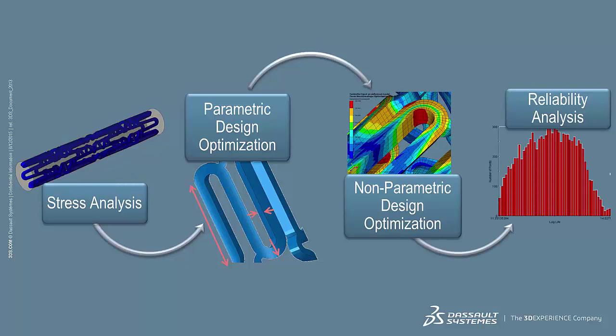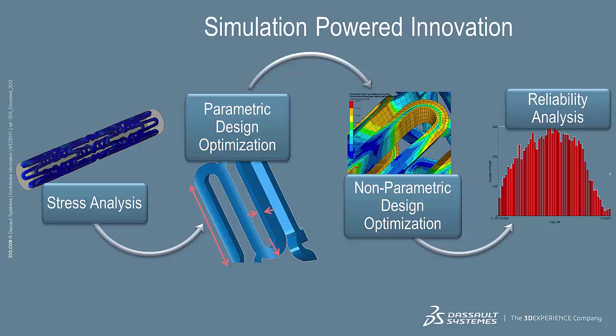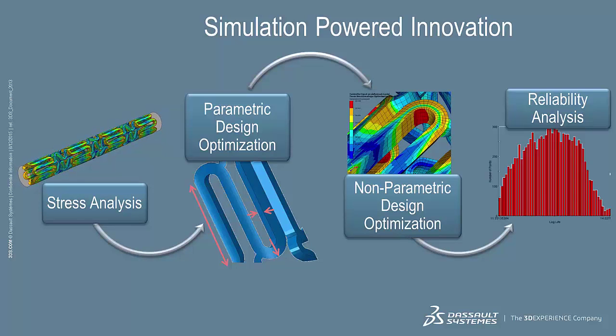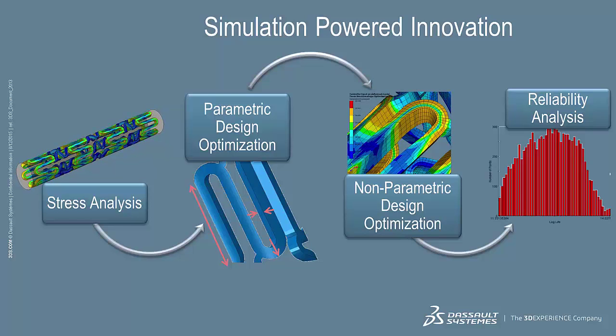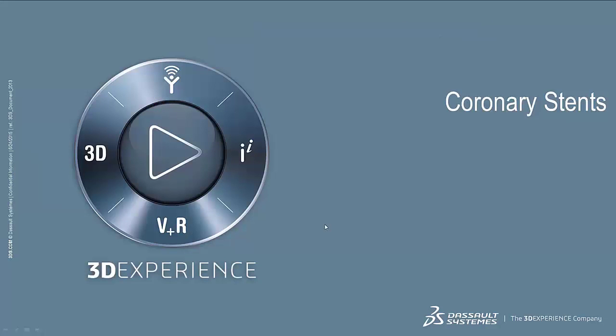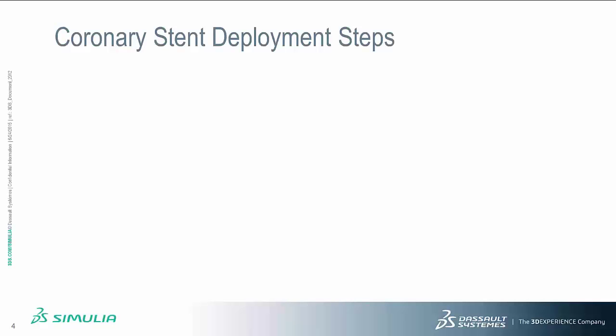And finally, we're going to talk about reliability analysis, in which we show how effective the stent is when it is deployed in a range of population, in which the size of the coronary artery where the stent is deployed may change from one person to another. Before we go into details of each of those four sections I talked about earlier, let's talk briefly about what a coronary stent is and how it is deployed in an artery.